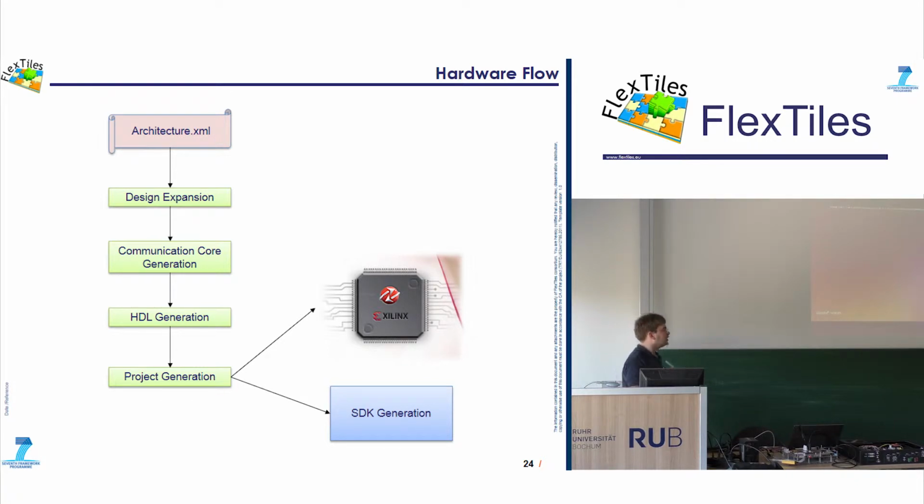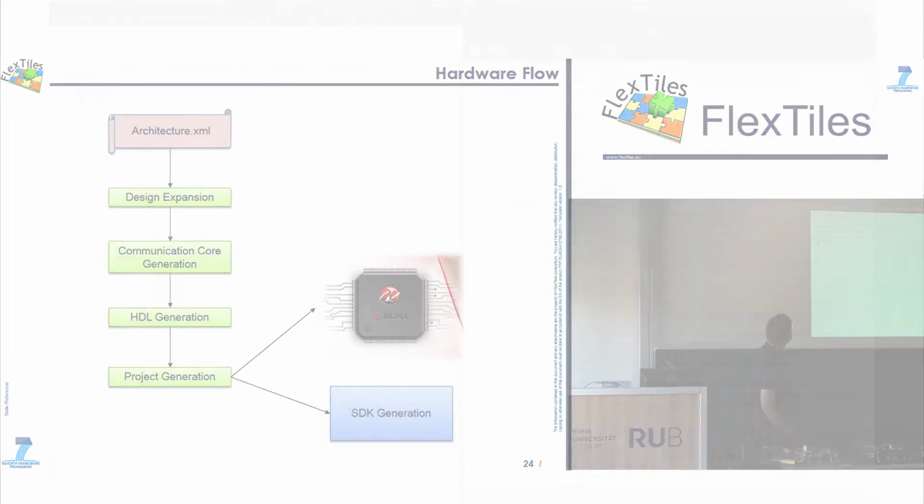Once it has expanded this, it will figure out how the NoC should look and how the NIs and the ports and all should be hooked up together, and will generate the communication core. Once this is done, all the needed VHDL code gets generated, and we actually get a Xilinx project that we can synthesize. So I want to very quickly show this.